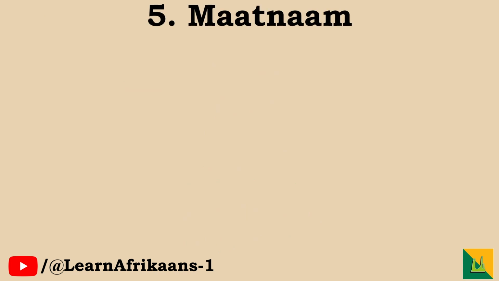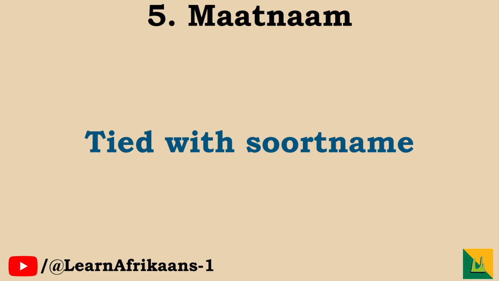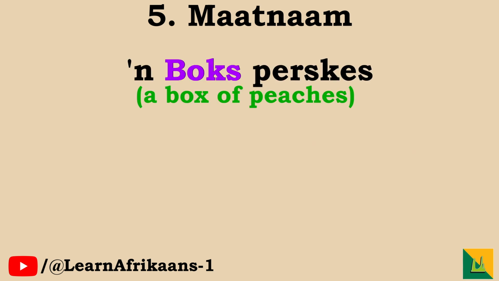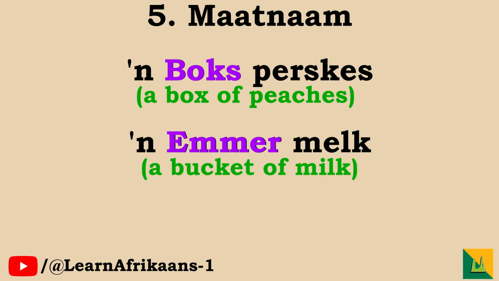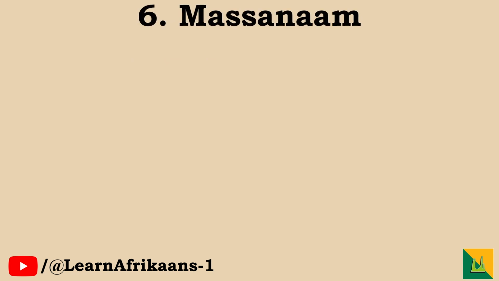Vyfde soort, fifth kind. Maatname indicate an amount. It is also tied with other soortname. Some examples: a box perskes, a emmer melk, a kilogram meel.